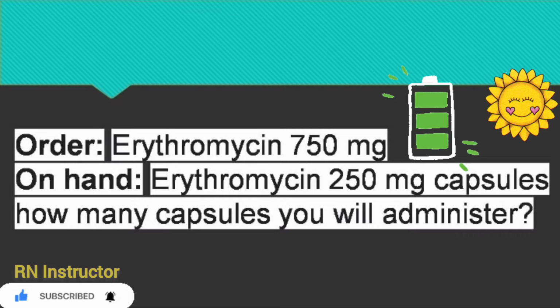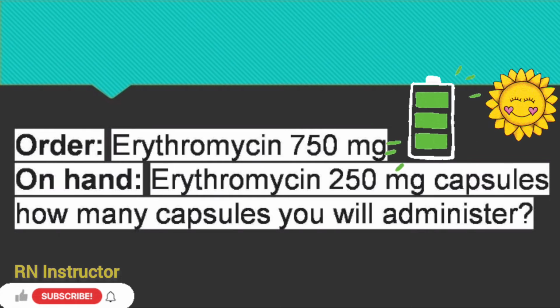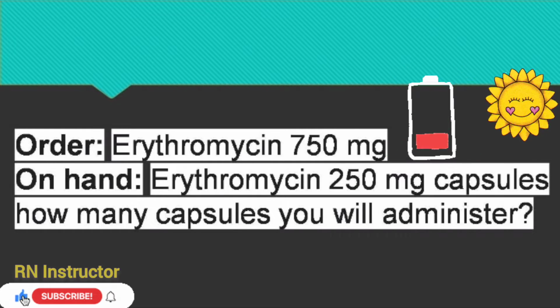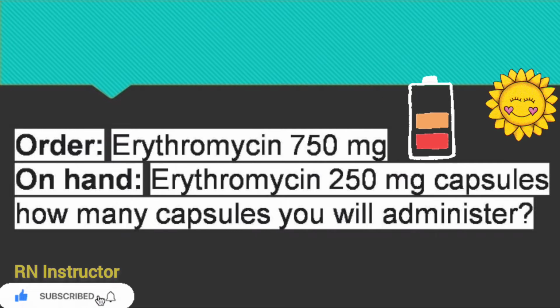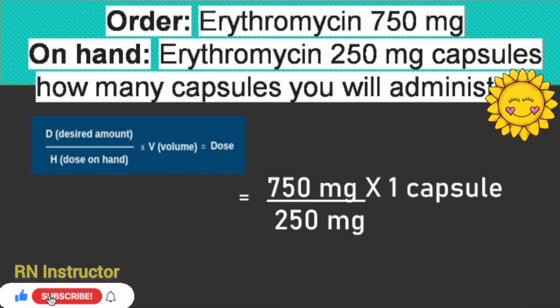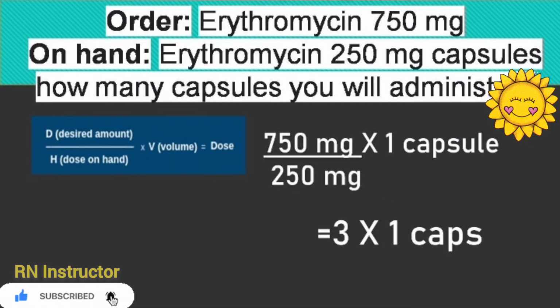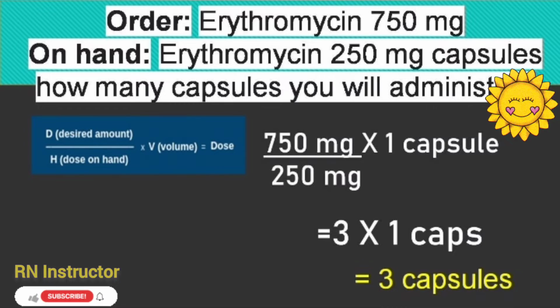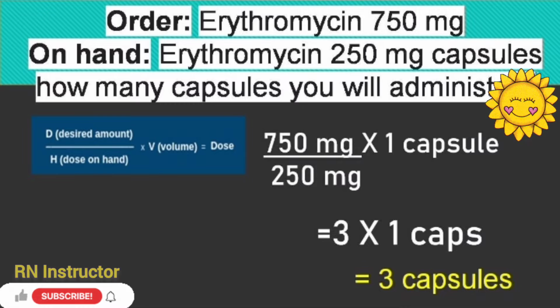The order is erythromycin 750 mg by the doctor. On hand you have 250 mg capsules. So how many capsules will you administer to your patient? Read the question very carefully. Here we do not have tablets or injection. It is in a capsule, so that will be one capsule. So by applying your basic formula, you get 750 mg divided by 250 mg with one capsule, and you will get 3 capsules to give to your patient.